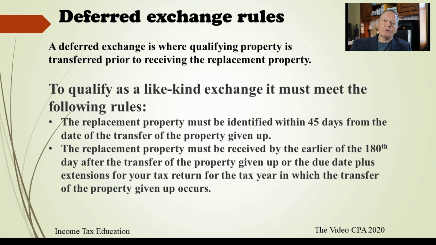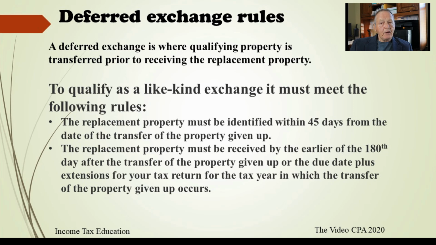All right, so let's talk about a deferred exchange real quick. A deferred exchange is where you actually give up your property to someone in exchange for a replacement property, but you don't receive that replacement property right away. So what the exchange rules say is that you've got 45 days from the time that you give up your property to identify a replacement property. So you don't have to identify it right away, but you've got 45 days to identify it.